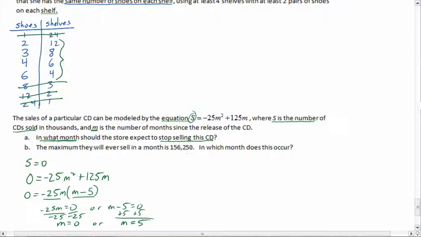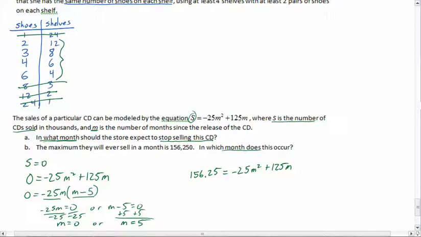Now, the maximum they will ever sell in a month is 156,250. In which month does this occur? So we can plug that in for S, right? Because that's the number sold. Now remember, S is the number sold in thousands. So I need to write down 156.25 for S, and then say equals negative 25m squared plus 125m. That way we can try to figure out what m is, because it's asking which month this occurs.